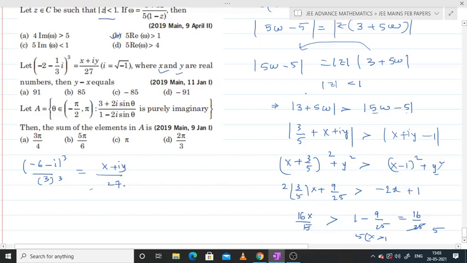So this 27 and 27 get cancelled, of course. Then minus is outside, and a plus b whole cube. So we will get a cube, that is 216, plus b cube, that is i cube, plus 3ab, 3 into 6, 18 times i into a plus b. This is x plus iy. I have just applied the a plus b whole cube formula.